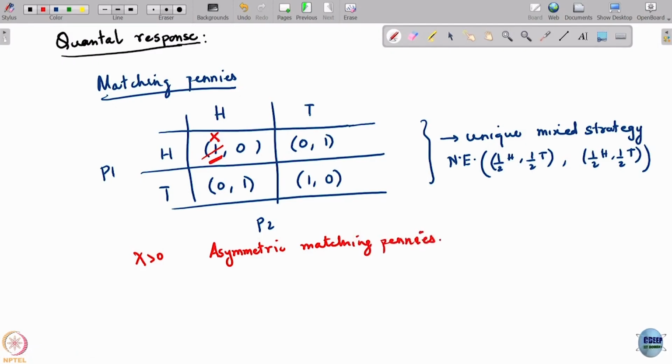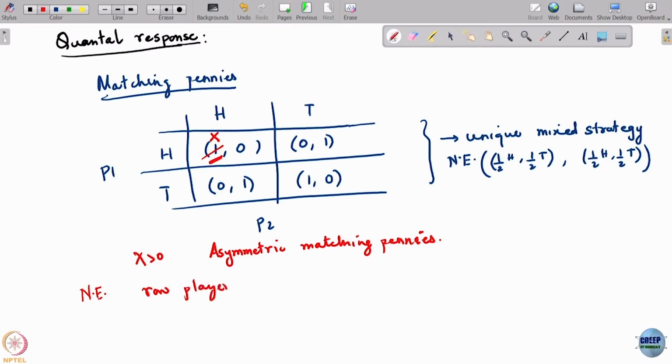Now, with X positive but any general X, there is again a unique mixed strategy Nash equilibrium. Can you tell me what that Nash equilibrium is? Yeah. So, who plays what?